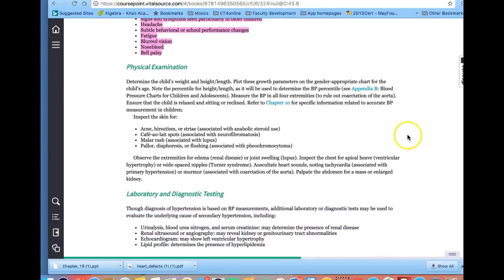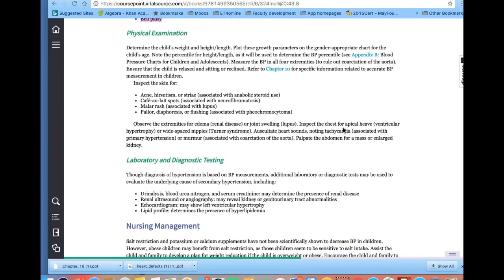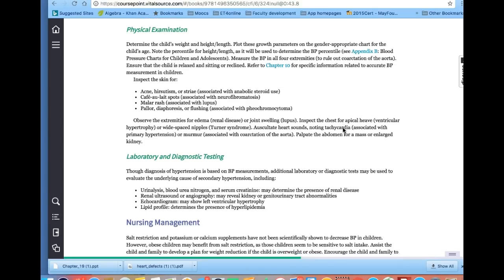You want to look at the skin. Neurofibromatosis may cause high blood pressure. You can see cafe au lait spots, which are associated with neurofibromatosis. Cafe au lait spots are large, hyperpigmented brown areas on the skin. There's a certain number of cafe au lait spots that you have to have in order to suspect neurofibromatosis, and I don't know off the top of my head what that is.